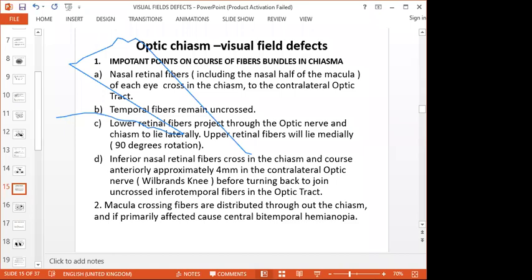Optic chiasma, or the same thing. Optic chiasma and visual field defects, important points on course of fibers, bundles in chiasma. Temporal fibers remain uncrossed. It's the medial fibers which cross, you know. Inferior nasal retinal fibers crossing the chiasma. Remember in the picture.